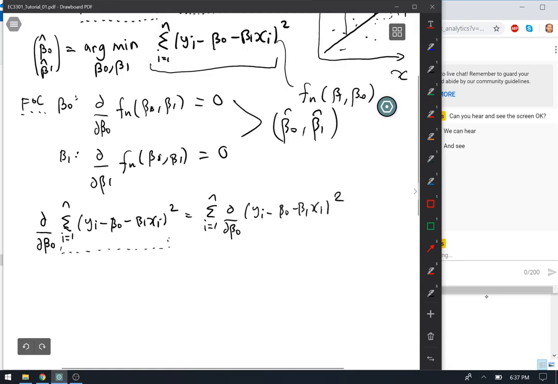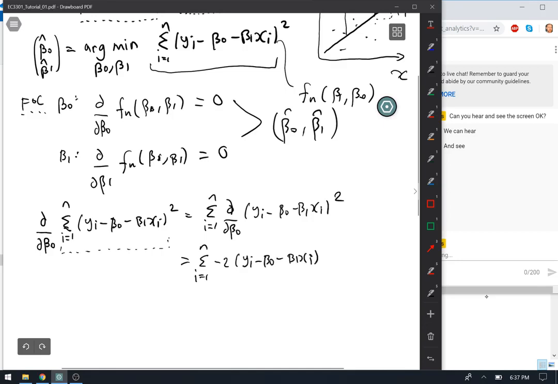And then we just differentiate within. We're going to use the chain rule. So you first differentiate the whole thing. You're going to get 2 times what's left inside, and then multiply by the derivative inside. So you differentiate the squared function first, and then multiply by what's inside. So we're going to get the sum from i equals 1 to n, and we're going to get minus 2 here, differentiating with respect to b0 first, times yi minus b0 minus b1 xi.